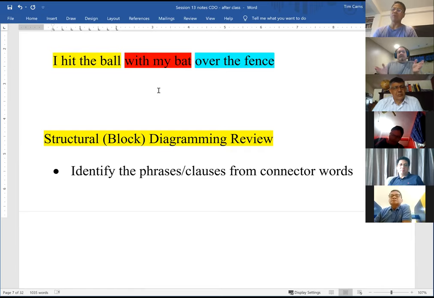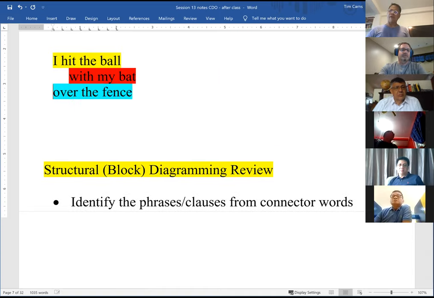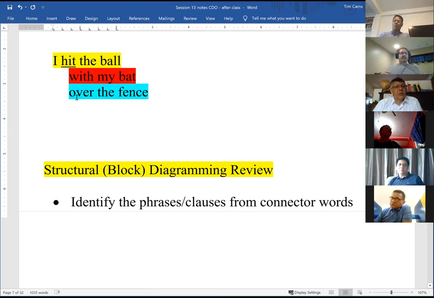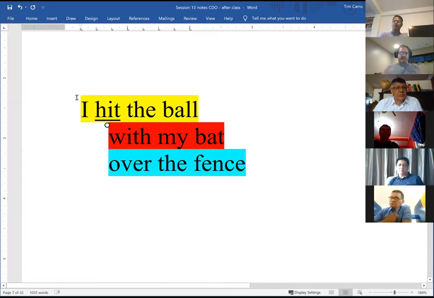They're dependent in the sense that they don't say anything yet. But I hit the ball is an independent statement, isn't it? It has a subject, a verb, and an object. These next two phrases are dependent on something else in order to give meaning. With my bat is describing how I hit the ball, and over the fence is describing where I hit the ball. That's why I line them up underneath the verb hit, because they're telling me something about that action. Now I can look at this visually and see how these phrases are connected. The yellow statement is a sentence. That's the main sentence, the main phrase, the main point, if you will.